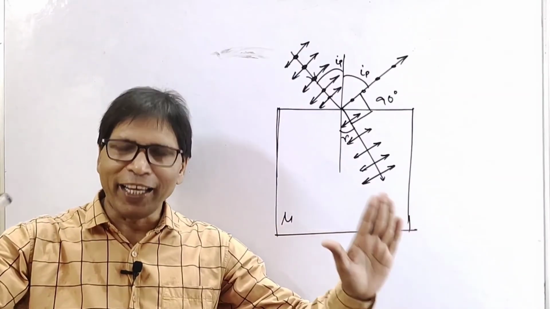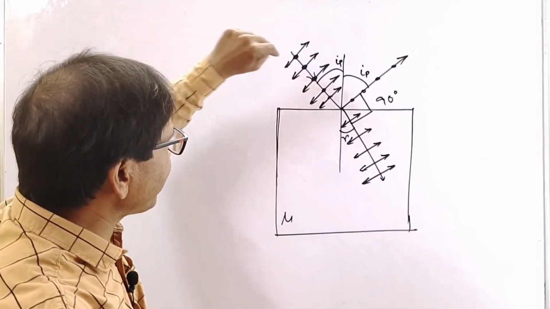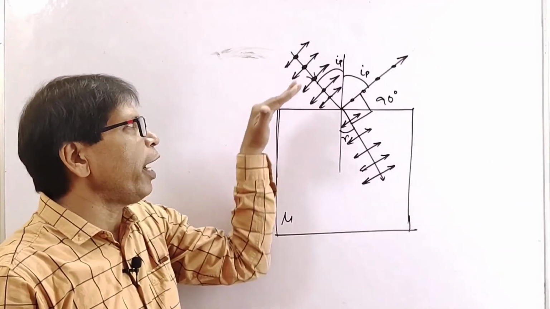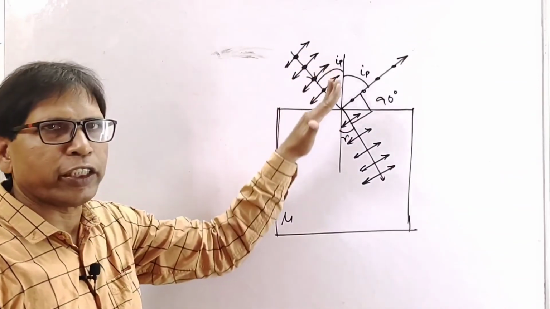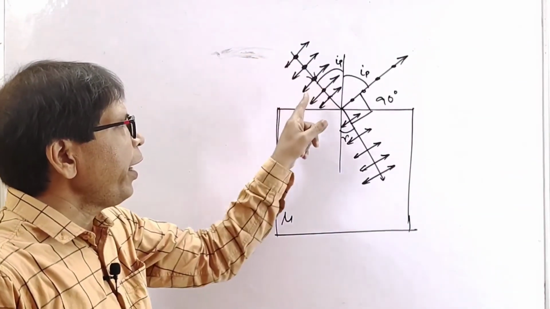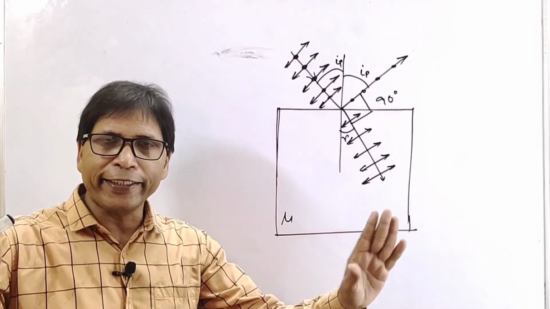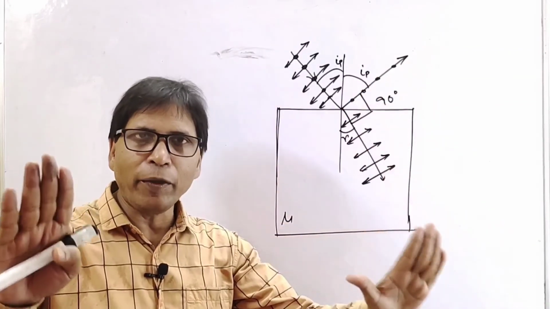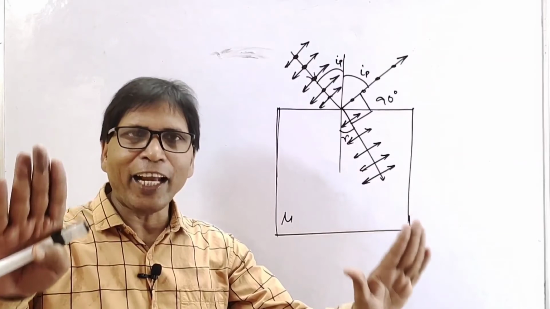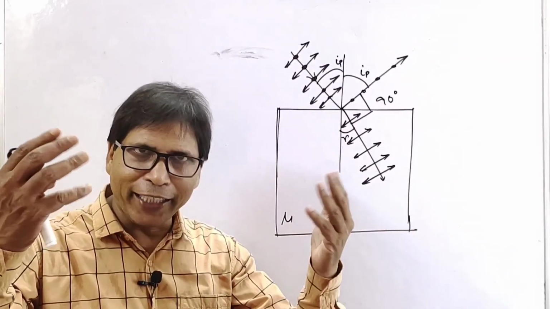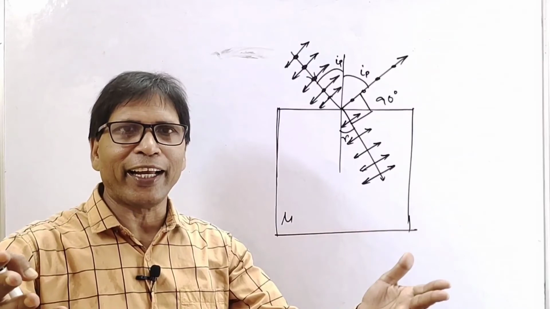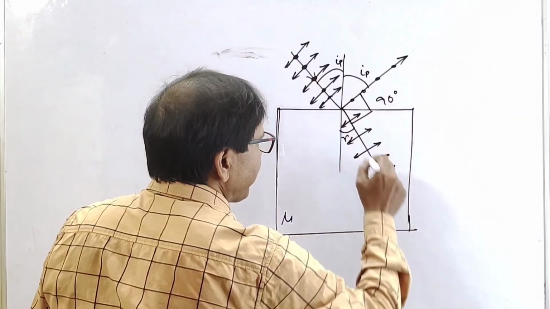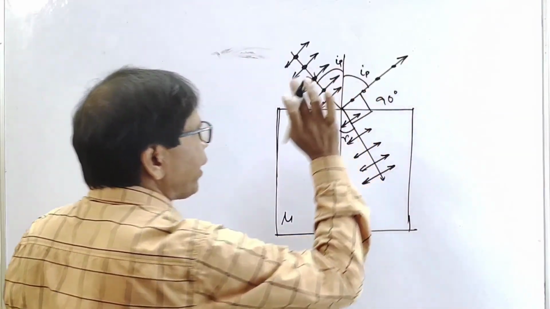Now polarization by reflection. The electric vector vibrates normal to the plane of the board, and the electric and magnetic vectors vibrate in this direction. Now this is the incident ray. At a particular angle of incidence, the polarizing angle, the reflected ray is completely polarized. This angle of incidence is called the polarizing angle or Brewster angle. If IP is the Brewster angle, then the reflected and refracted rays become perpendicular at this angle.